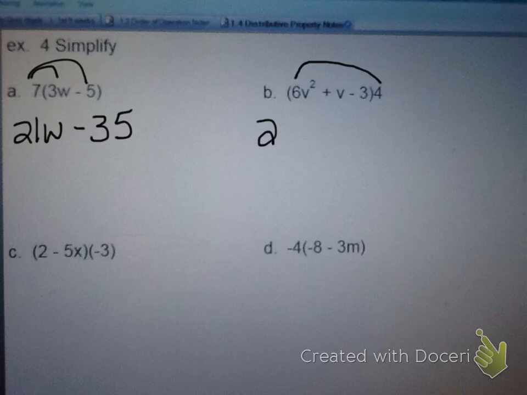And in example B, we have 3 terms, so we have to distribute that 4 times all 3 terms. 4 times 6v is 24v squared. 4 times a positive v is a positive 4v. And 4 times negative 3 is a negative 12.